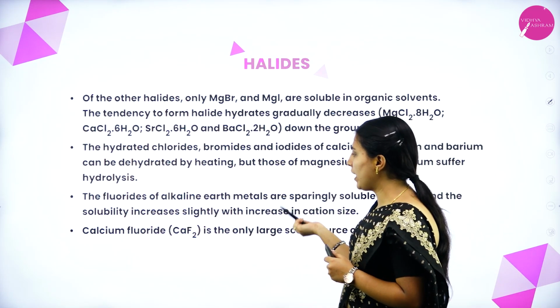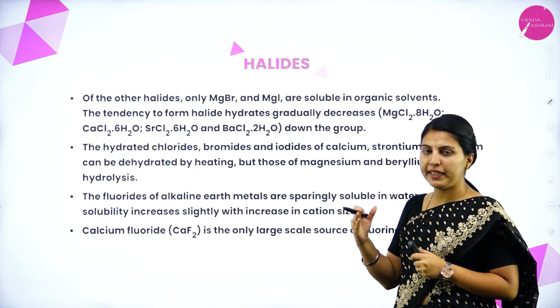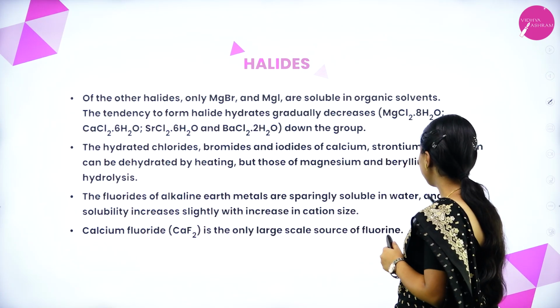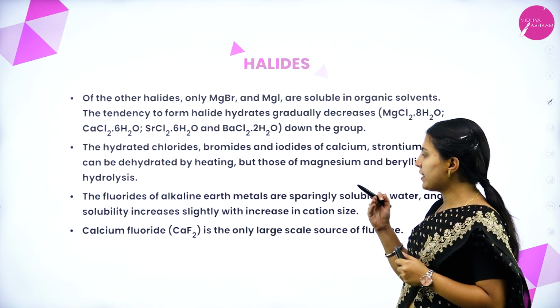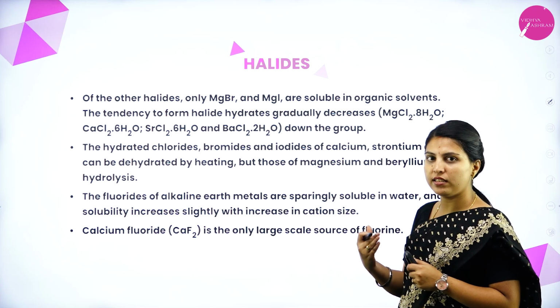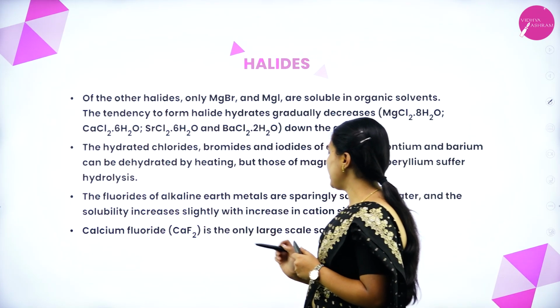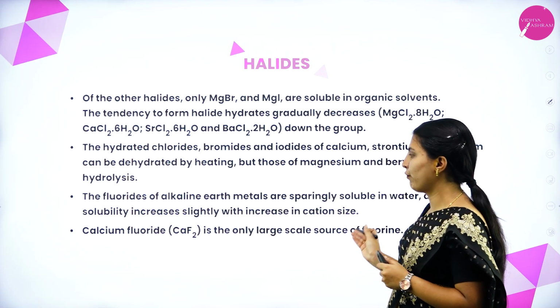The fluorides of alkaline earth metals are sparingly soluble in water. Sparingly means not completely soluble, and the solubility increases slightly with increase in cation size. As the cation size increases, the solubility also increases. Calcium fluoride is the only large scale source of fluorine.